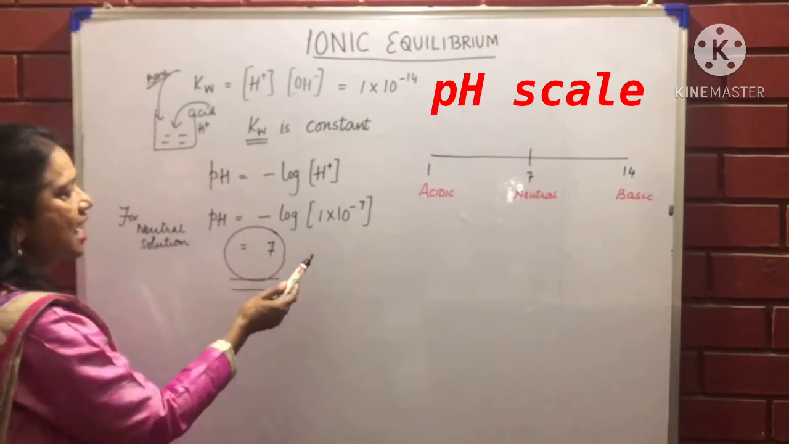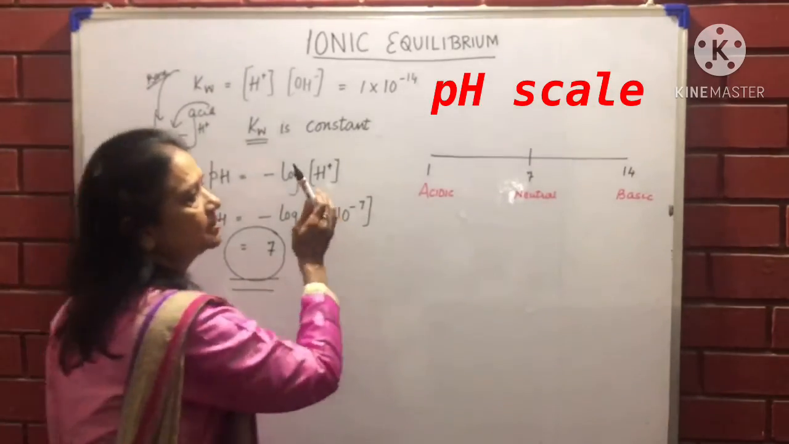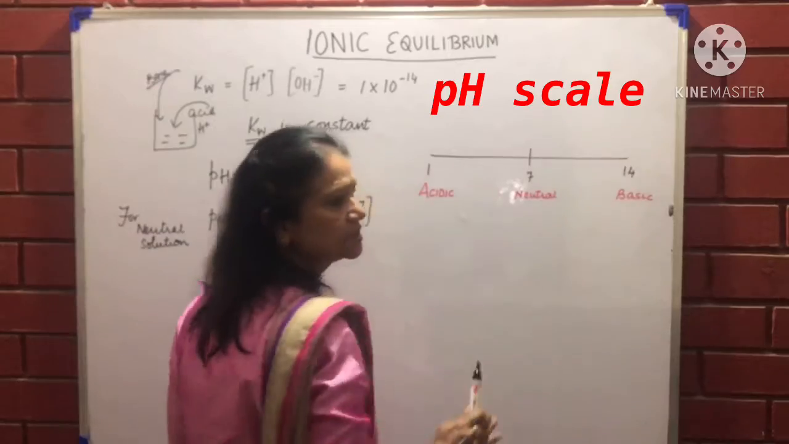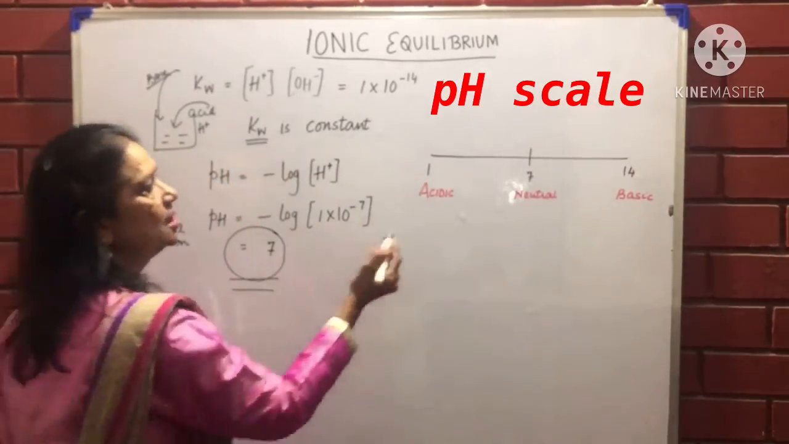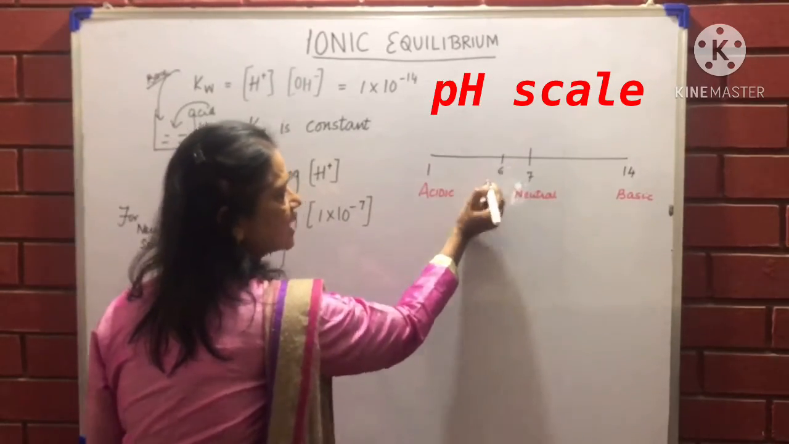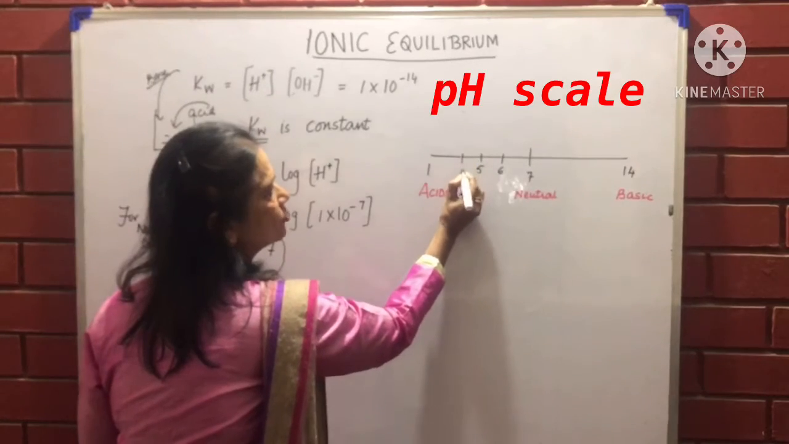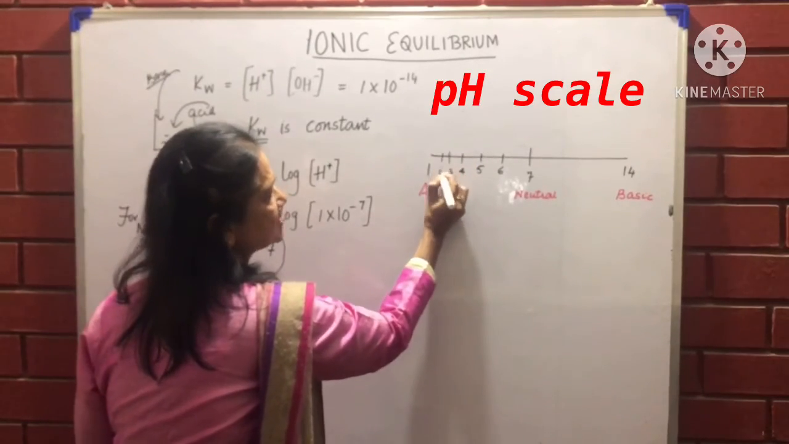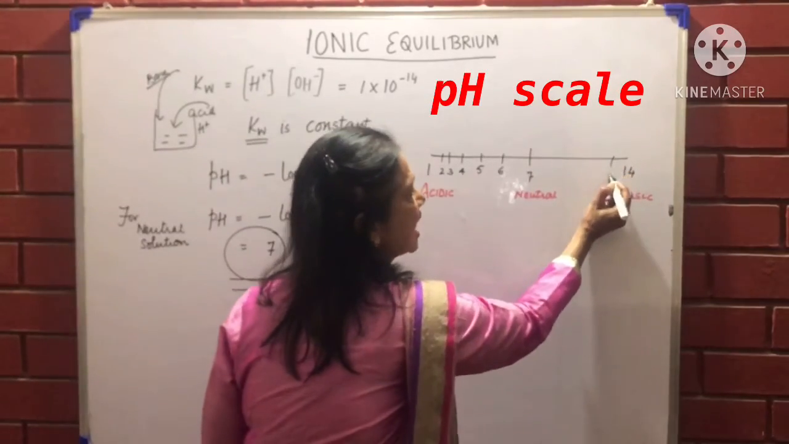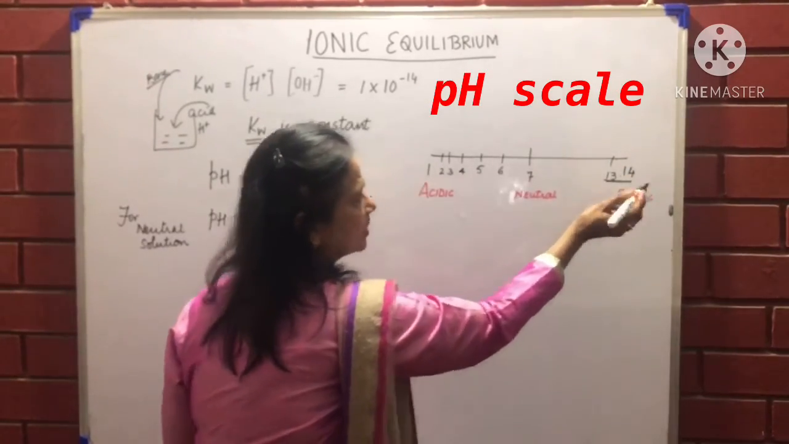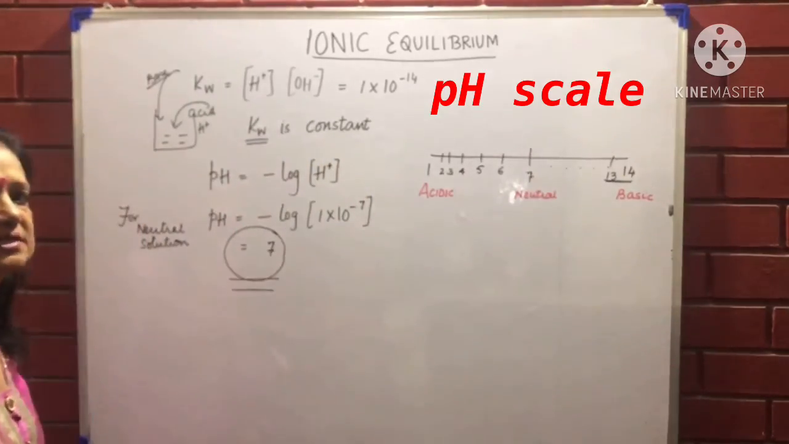If I keep on adding a base to it, H plus ions will continue becoming less and the pH will continue increasing till 14. Similarly, on this side, it will become acidic. So if I say I am looking at 6, I will say it is weakly acidic, and so on. If I am moving this side, more and more acidic nature is coming. On this side, this is highly basic, 13, 14. When I am looking at 8, 9, 10, 11, 12, they are weakly basic solutions.